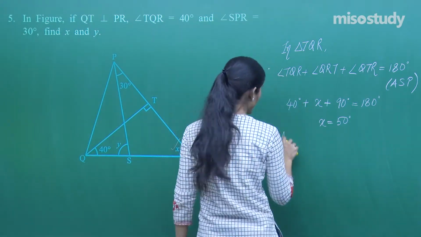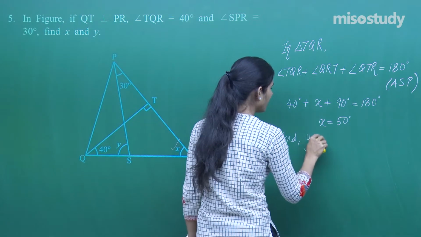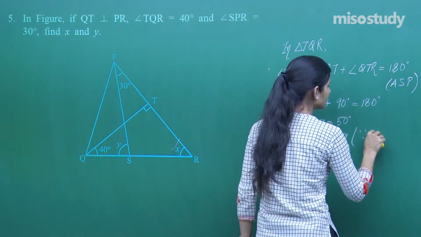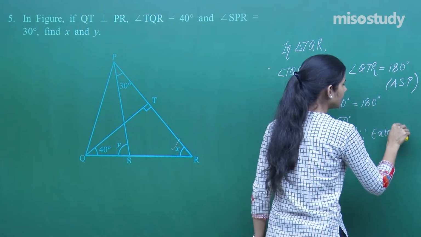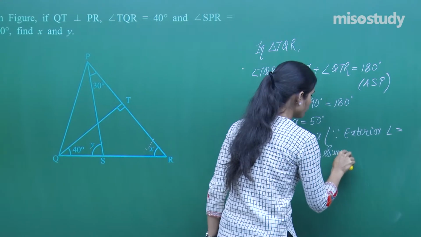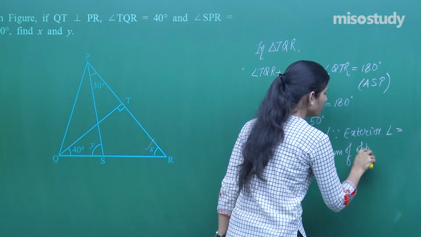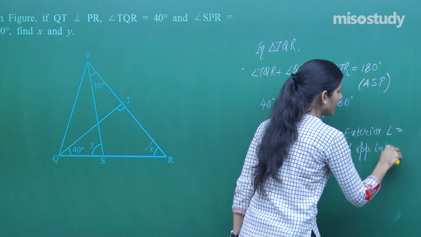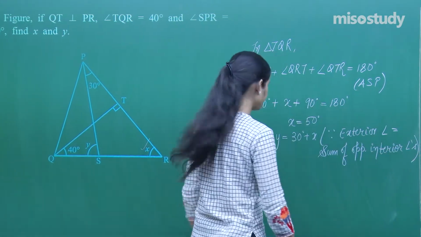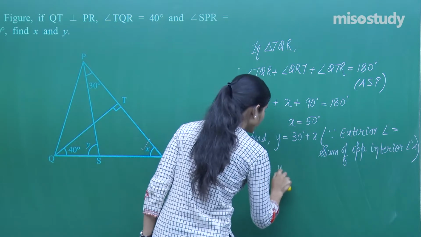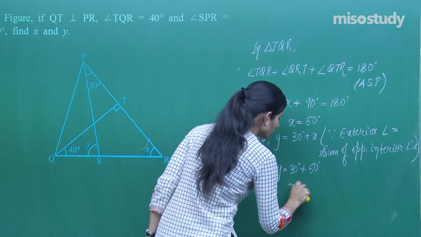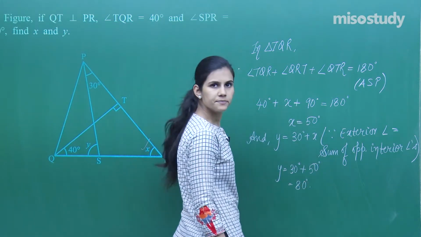So I will have y is equal to 30 degrees plus x, since exterior angle is equal to sum of opposite interior angles. Okay. So I will have y is equal to 30 plus 50, which is 80.